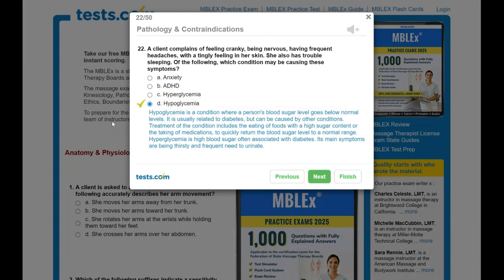D. Hypoglycemia. Hypoglycemia is a condition where a person's blood sugar level goes below normal levels. It is usually related to diabetes but can be caused by other conditions. Treatment includes eating foods with a high sugar content or taking medications to quickly return the blood sugar level to a normal range. Hyperglycemia is high blood sugar often associated with diabetes. Its main symptoms are being thirsty and a frequent need to urinate.